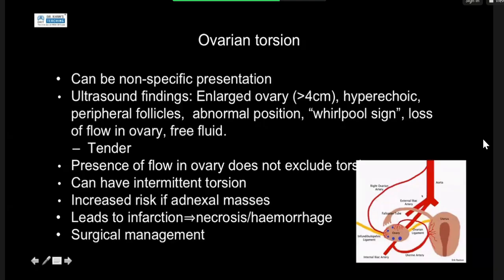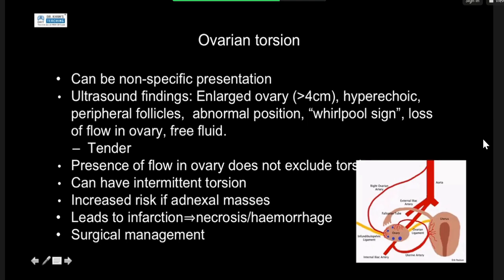And the peripheral follicles are the key here. So you get really peripherally located follicles, and the ovary often is in an abnormal position. So in our patient's case, it was very peripheral, and you could actually feel the ovary under the skin in the pelvis.